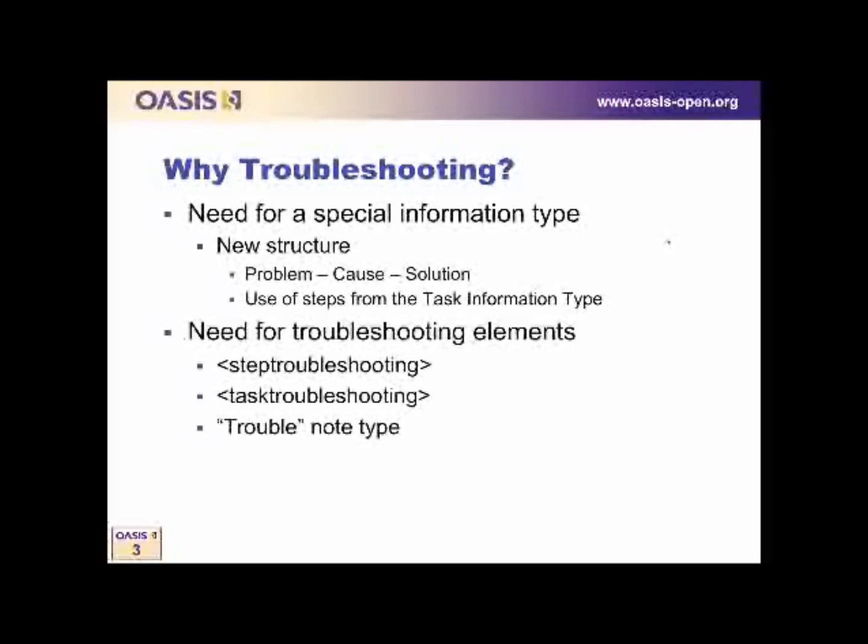We also knew that there was a need for troubleshooting elements, especially in the task topic. So we introduced troubleshooting in a step and troubleshooting in the task itself. We also knew that troubleshooting information might be presented in concept and reference and other places in task. So we provided a new note type along with warning and caution and danger and note itself, a new note type that you can select that is called trouble. So this is the rationale behind the plans established a year ago in the Technical Communication Subcommittee to create this new topic type.